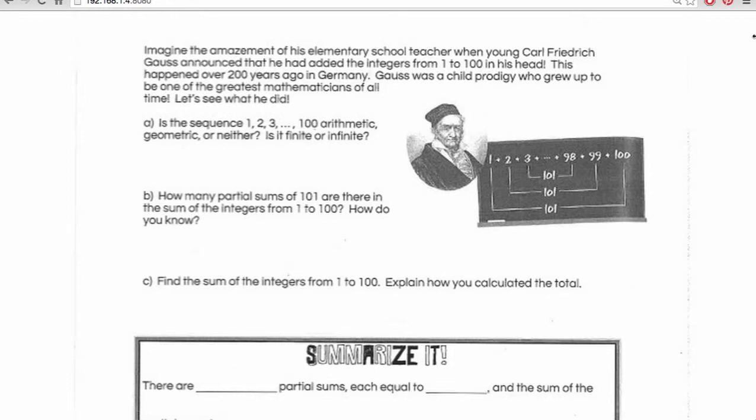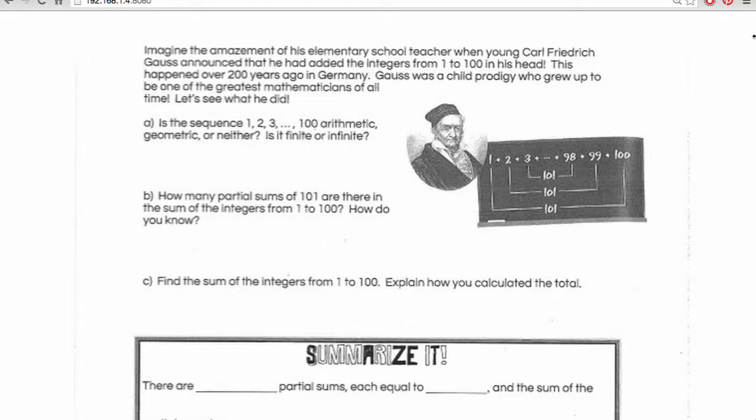Hey guys, it's Mr. Chu, and in this video we're actually going to come up with the formula to find the sum of a finite arithmetic series. It actually comes from the story about a young mathematician whose name is Carl Friedrich Gauss.